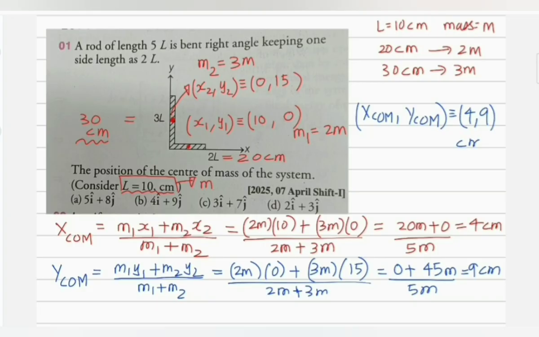obviously, right? So as per the given option, it should be option B. Answer is given in terms of unit vector, right? So 4 i cap plus 9 j cap, because we all know i cap is a unit vector along x axis and j cap is a unit vector along y axis. Alright, option B is the correct answer, beta. 4 i cap plus 9 j cap.